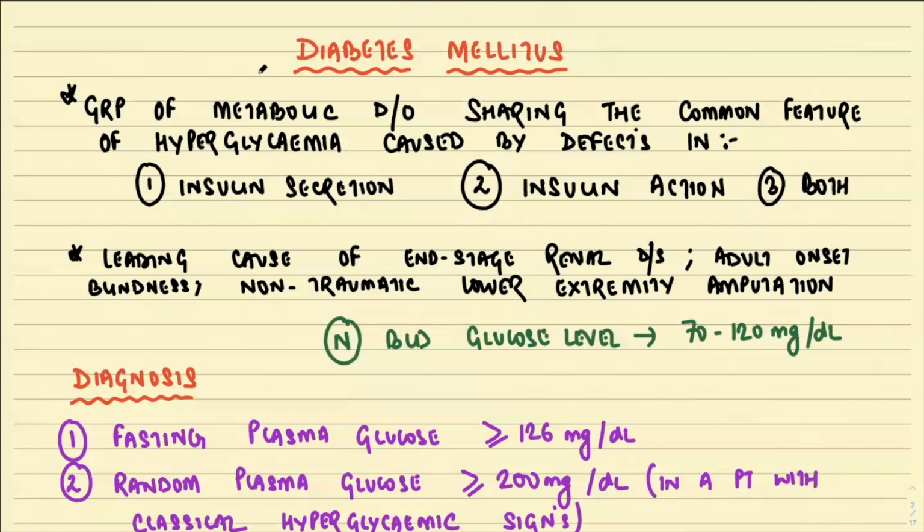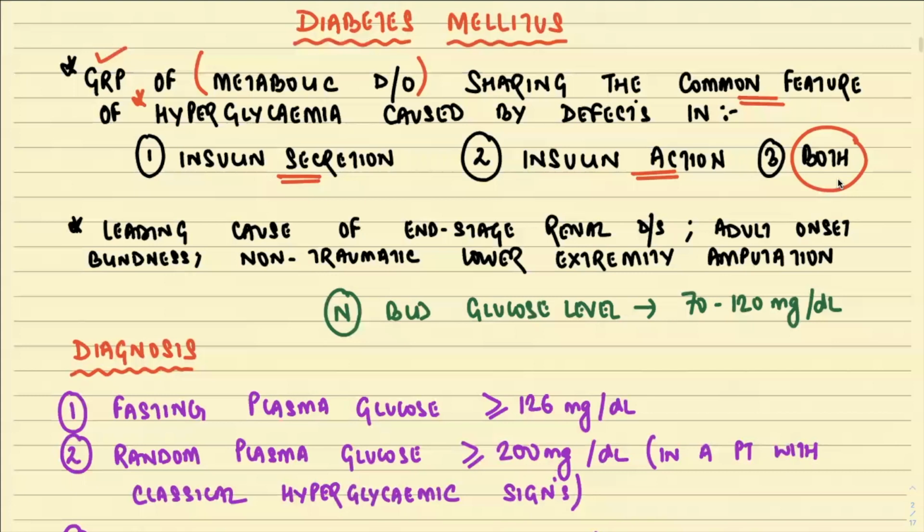So what is diabetes mellitus? If you look at the definition, it is a group of metabolic disorders sharing the common feature of hyperglycemia caused by defects in either insulin secretion, or if the secretion is normal, then there is some defect in the insulin action, or both. Both the secretion and the action are affected.